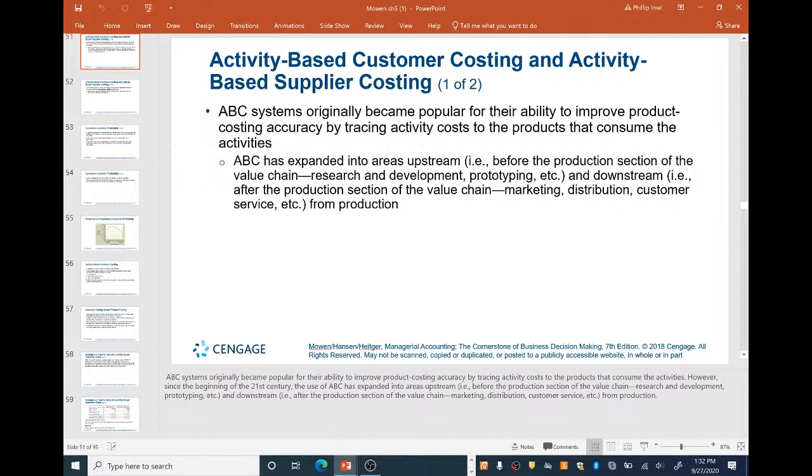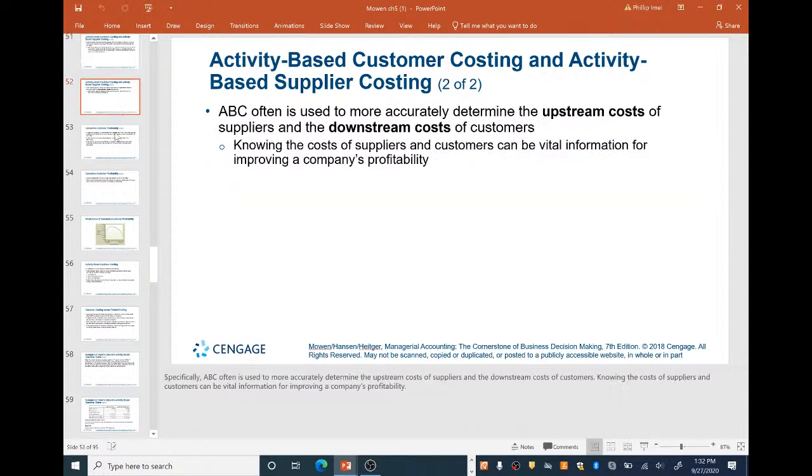So once again, activity-based costing has moved beyond the product. It's gone both upstream and downstream in nature. So that's good to point out. So by doing so, now we're able to do both customer costing and supplier costing because of how this system has moved both upstream and downstream. So ABC is often used to more accurately determine the upstream cost of suppliers and the downstream cost of customers. Once again, we talked about this on the previous slide.